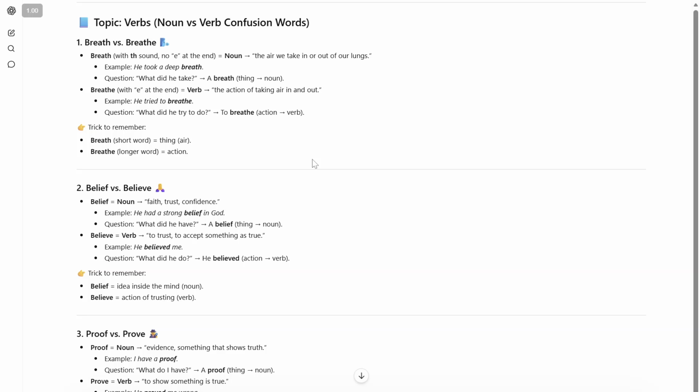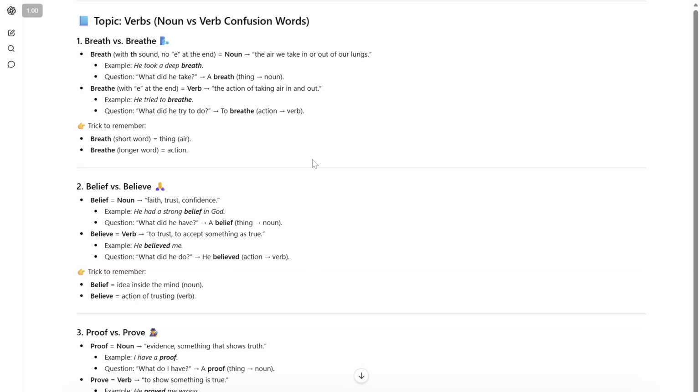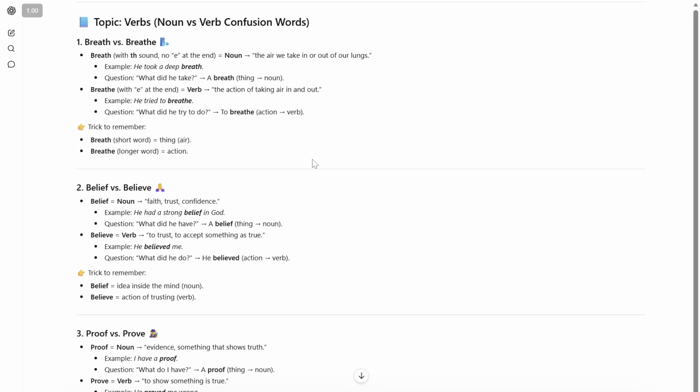Question: what did he have? A belief, thing, noun. Believe equals verb: to trust, to accept something as true. Example: he believed me. Question: what did he do? He believed, action, verb. Trick to remember: belief equals idea inside the mind, noun. Believe equals action of trusting, verb.